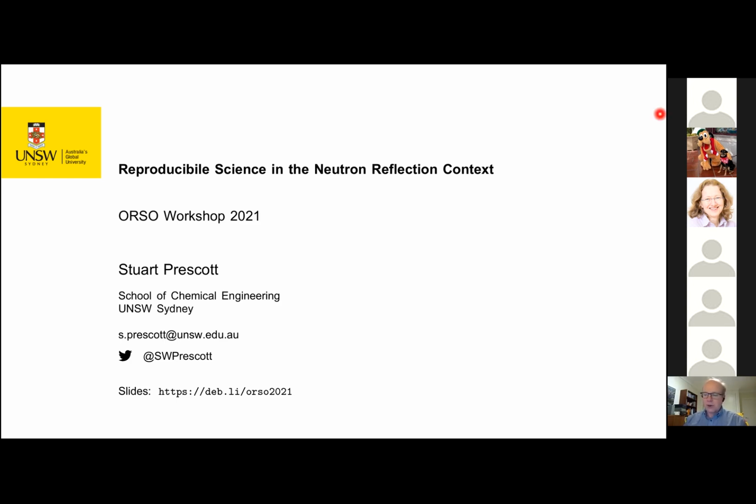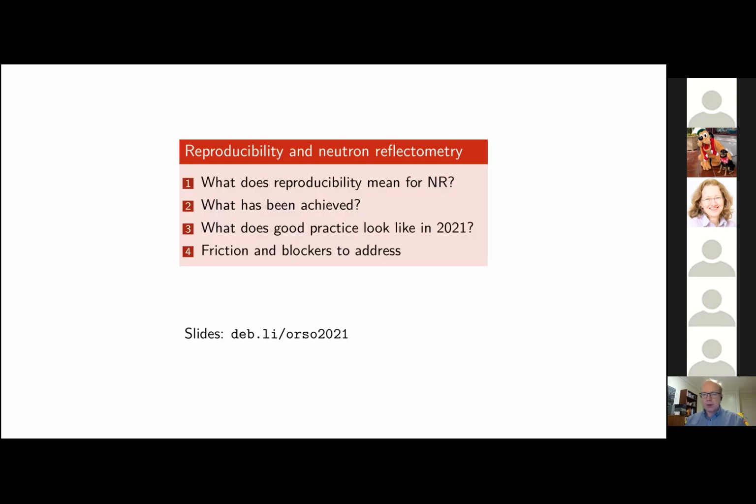So today I want to talk about a few different aspects of reproducibility in neutron reflectometry. So the first thing, I guess, is to define the problem space that we're working in. What do we actually mean by reproducibility? What do we mean by reproducibility in the specific context of neutron reflection? And why do we care about these particular aspects of doing our experiments?